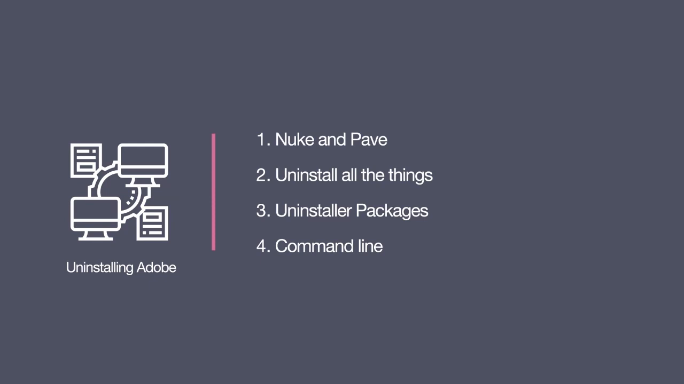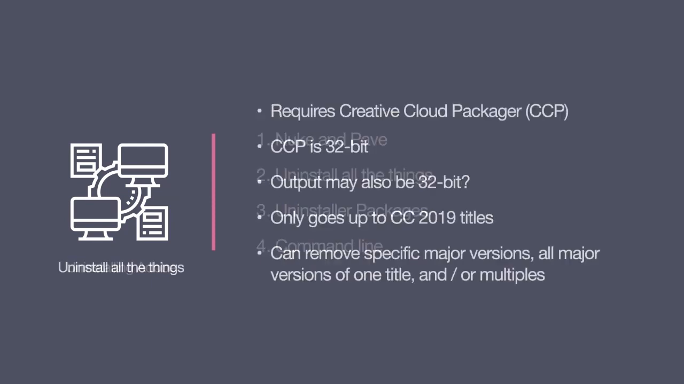The second option, which has become a lot more difficult, is creating an uninstall-all-the-things package. Thirdly, we can use each managed package's own uninstaller package. And lastly, the command line. Let's get stuck in. I'm going to skip the nuke and pave option because that's mostly understood. Full erase, reinstall macOS, new out of box kind of thing.